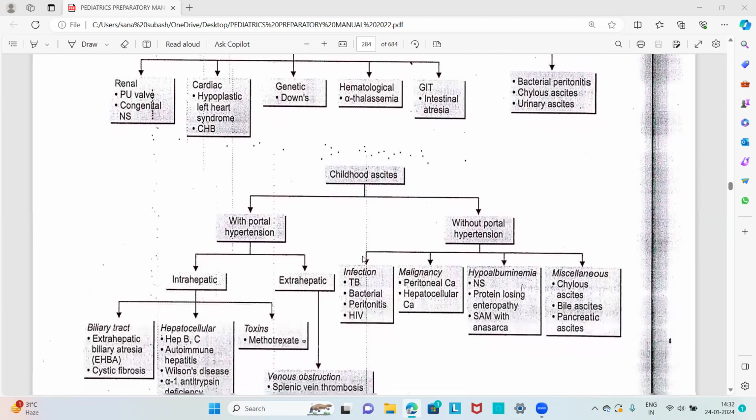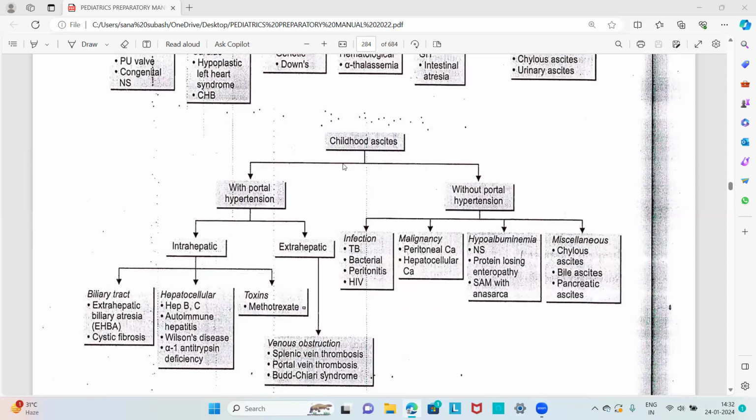But in the case of childhood ascites, there will be childhood ascites with portal hypertension or without portal hypertension. With portal hypertension, there will be intrahepatic and extrahepatic causes. The intrahepatic causes of portal hypertension are biliary tract disease like extrahepatic biliary atresia, cystic fibrosis, hepatocellular causes like hepatitis B, C, autoimmune hepatitis, Wilson disease, and alpha-1 antitrypsin deficiency. Also toxins like methotrexate cause intrahepatic portal hypertension with childhood ascites. Then we have the extrahepatic causes like venous obstruction, such as splenic vein thrombosis, portal vein thrombosis, and Budd-Chiari syndrome.